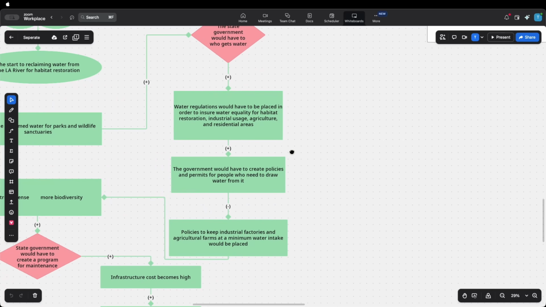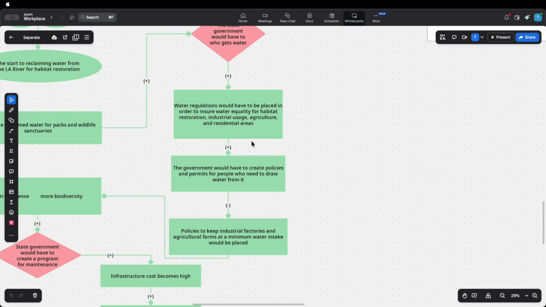This over here, water regulations for habitat restoration, industrial, agricultural, and residential areas. Government would have to create policies and permits for people who need to draw water from it. Policy. That's socioeconomics. So that whole thing would be here.